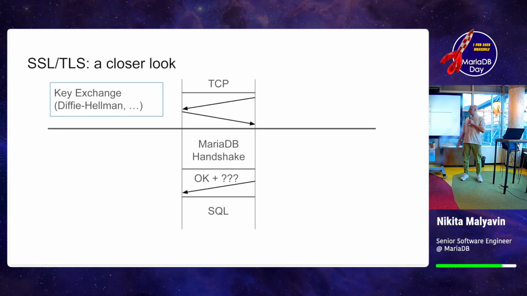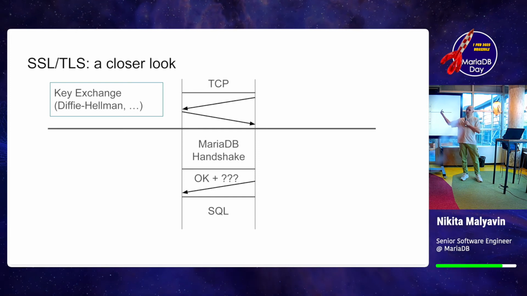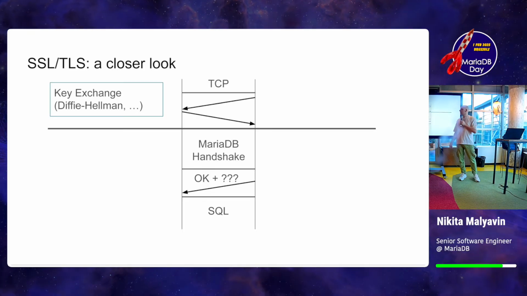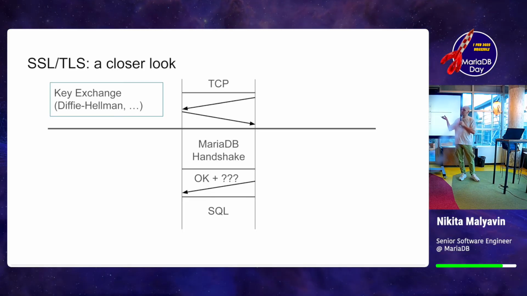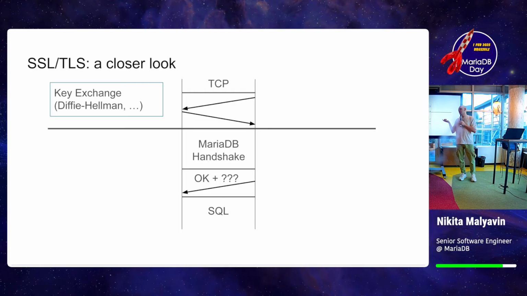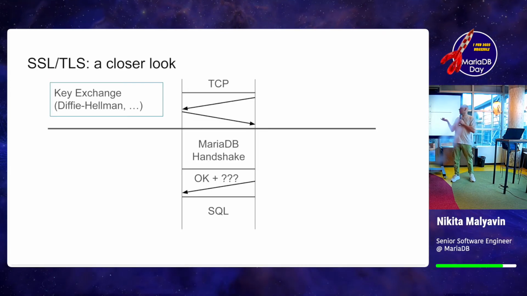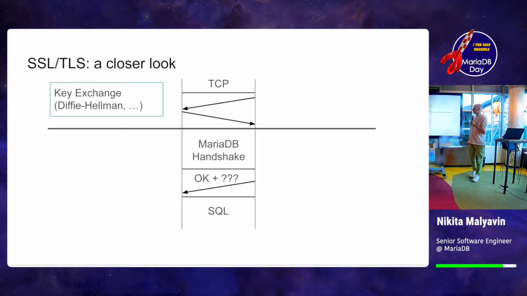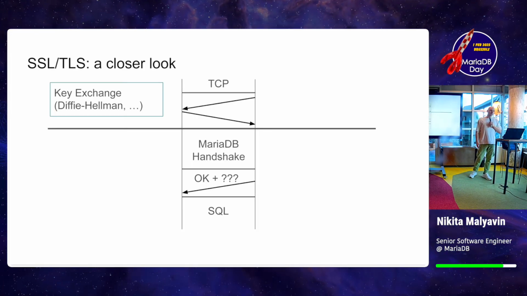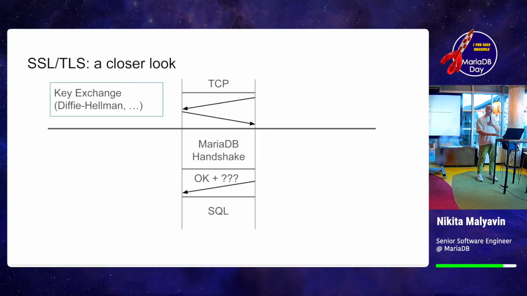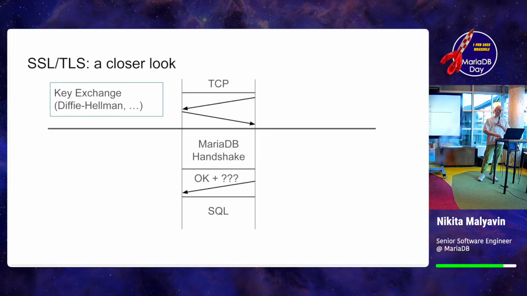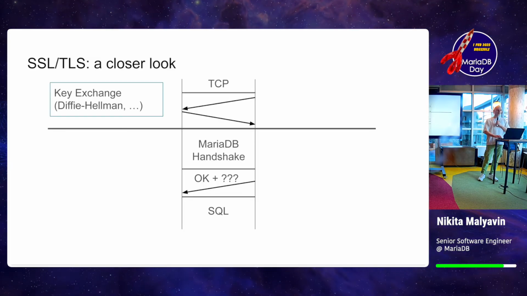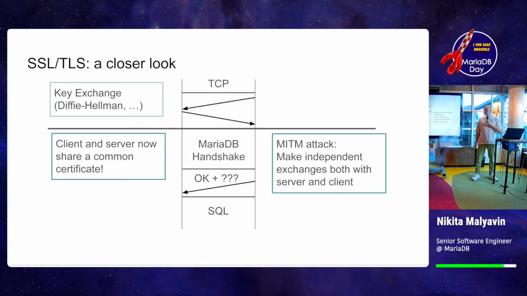So first, after the TCP three-way handshake ended, the server responds with its own public key part, or something else. And the client also shares its part of the data. Then they combine them and get a secure private key that is not visible to just a sniffer. But it can be exposed with a man-in-the-middle attack.